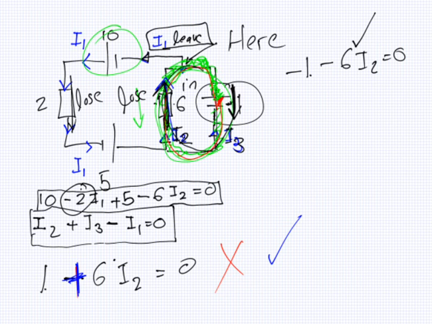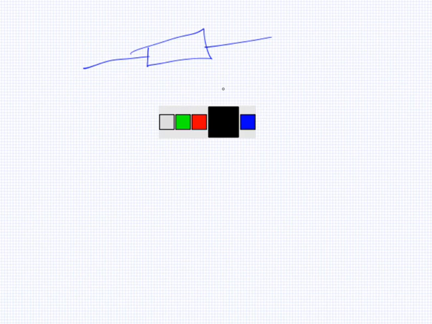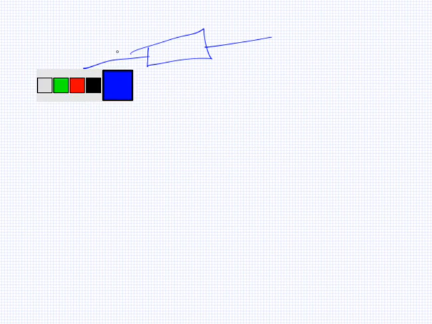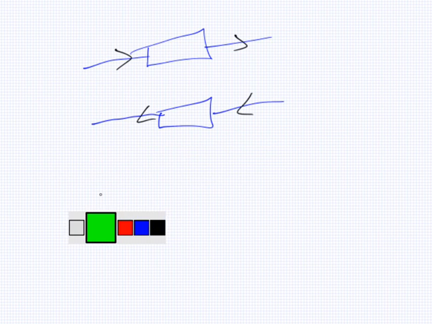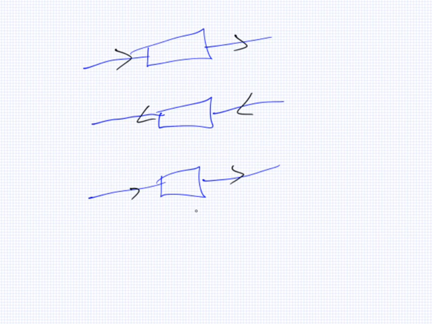I1 minus I2 plus I2, here? Yes, this is because it's going in and this is because it's going out. Are you sure? Yes. I can do more examples.